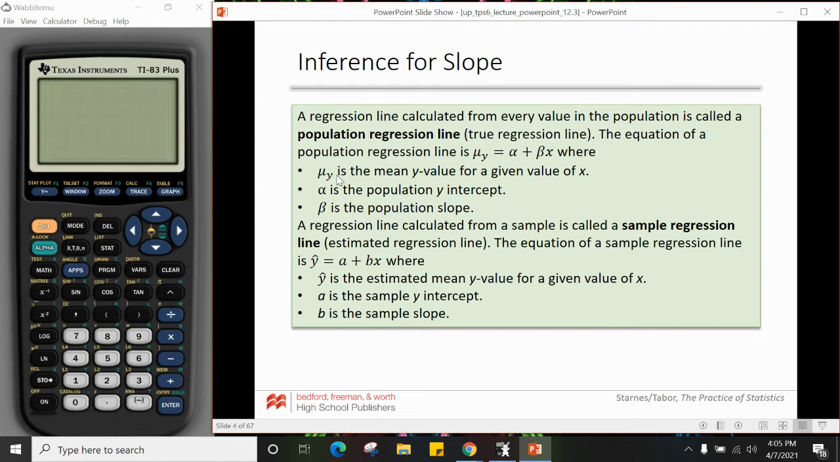What we talked a lot about was actually a sample regression line, which is calculated from a sample, right? And it's the estimated regression line. And that's why it's y hat equals a plus bx. And why we were so particular in chapter 3 to use y hat was for this reason. It was a sample, so we had to have the notation be sample. So y hat is the estimated mean y value for a given x value. A is the sample y-intercept. B is the sample slope.